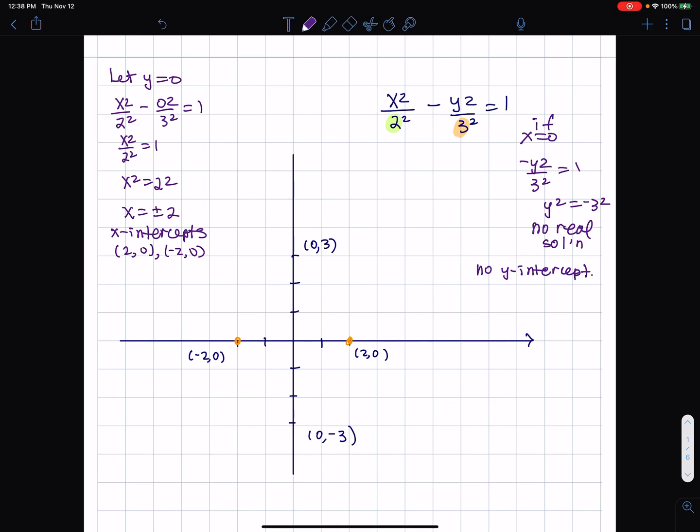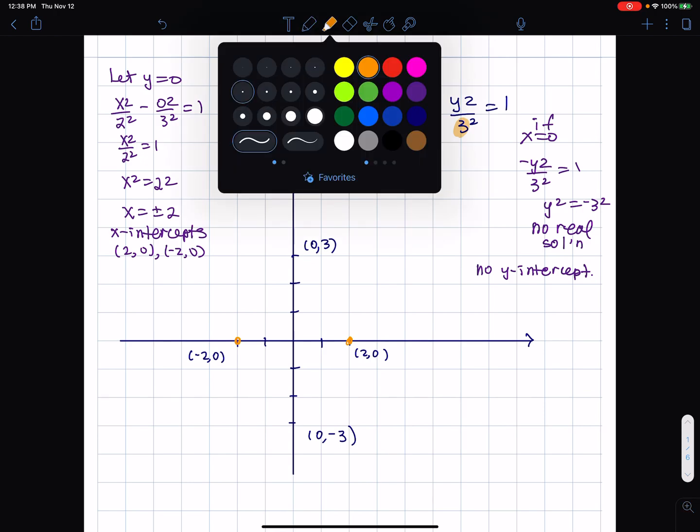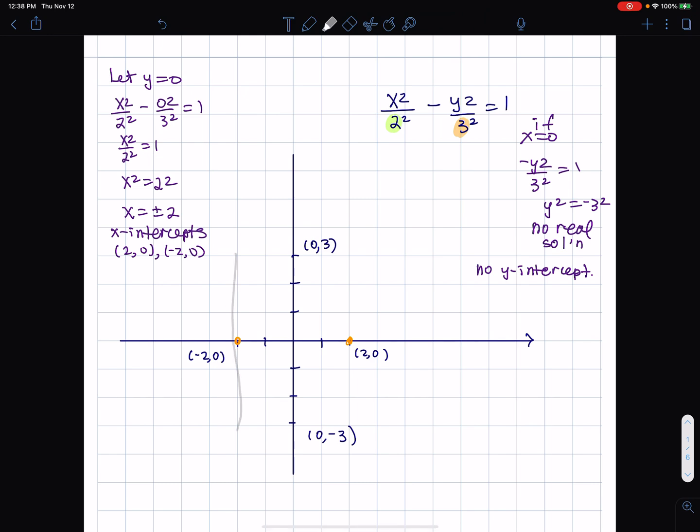So why would I then plot 0, 3 and 0, negative 3? What I'm going to do is make this little rectangle here, and I don't want it colored in; I want the fill to be nothing. I have this little rectangle, and the vertices are given by plus or minus 2, comma, plus or minus 3. So the vertices are related to the 2 and the 3. Then I'm going to draw straight lines through the vertices of that rectangle.